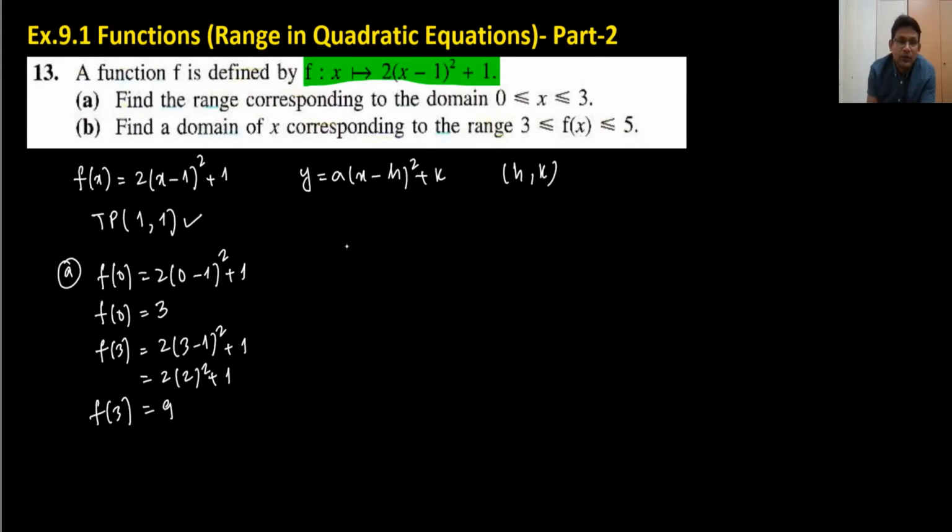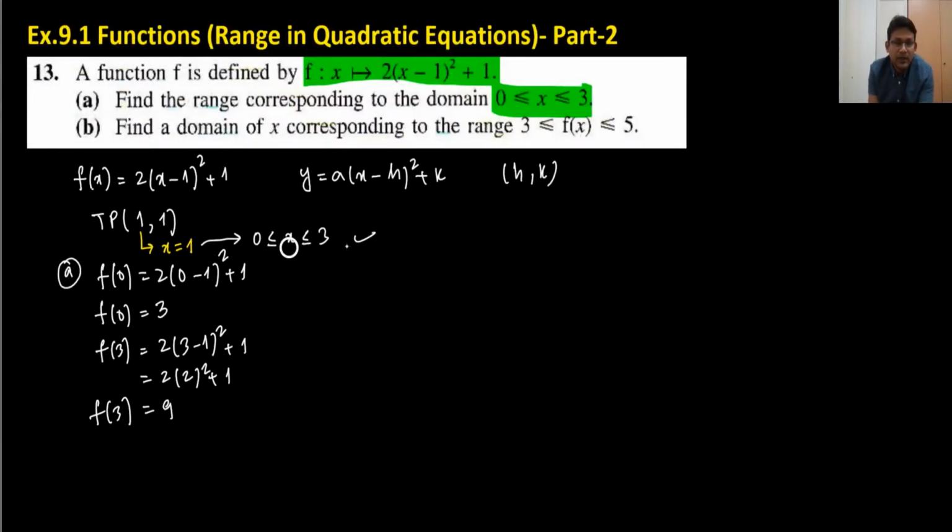When you want to write the range of this question, I told in my previous video, the last video of this exercise 9.1, what is the x coordinate of the turning point? The x coordinate of the turning point is x is 1. Does it lie in the given domain? The given domain is 0 to 3. Check it out. Does it lie in the given domain? Yes, it lies.